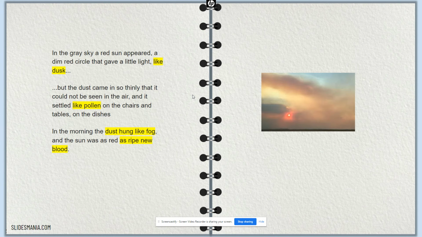So here's a whole big chunk of text. In the sky, in the gray sky, a red sun. I'm going to start over. Even teachers mess up when they're reading out loud sometimes. That's okay. Let's try it again.